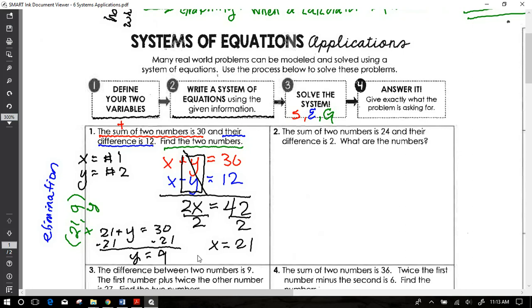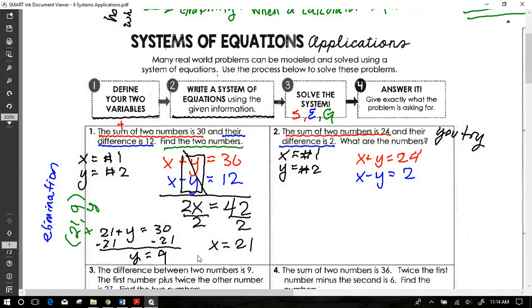What I want you to do is to try number 2 on your own. You try. All right, so pause the video and identify your two variables and then try to translate your two equations. All right, so I have identified x will be the first number and y will be the second number. And then I have translated the information to write myself a system of two equations.